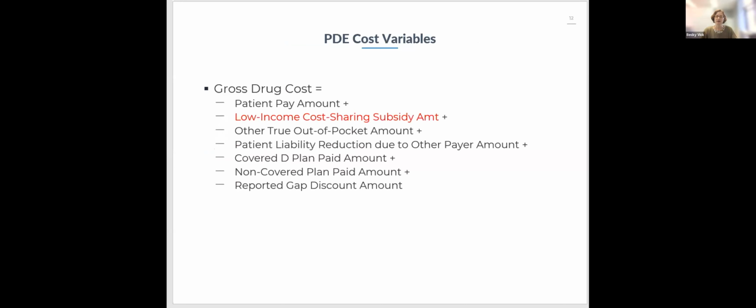So again, the Part D low income subsidy program, also called LIS or Extra Help, is a federal government benefit provided by the Social Security Administration and CMS. I think they work together to enroll folks in the LIS program, I believe.